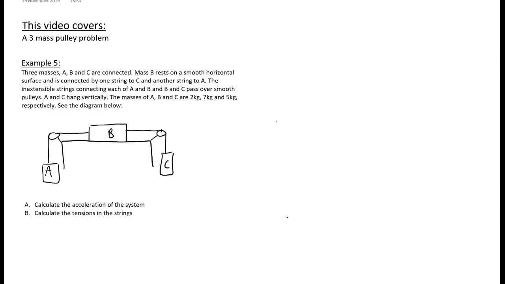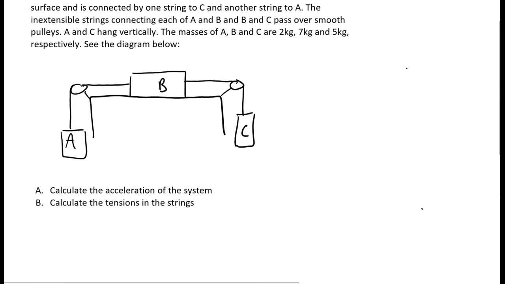A and C hang vertically. The masses A, B and C are 2 kilograms, 7 kilograms and 5 kilograms respectively. See the diagram below. And the first question is to calculate the acceleration of the system. Well, before doing that, again, go through the 4 steps relating to any pulley problem.